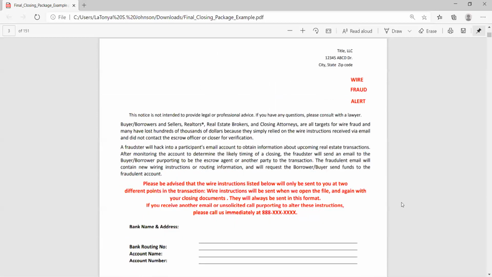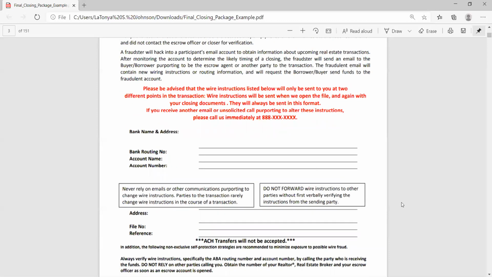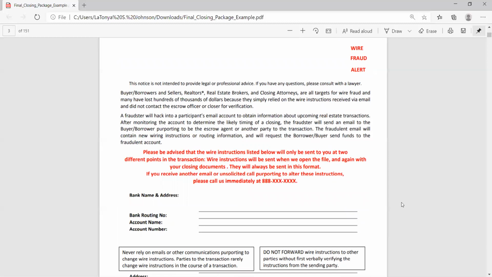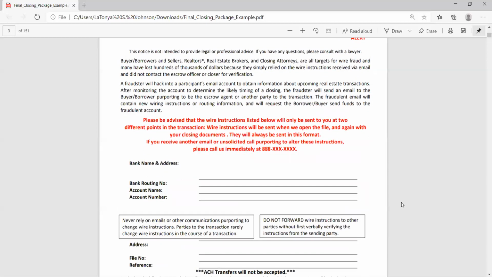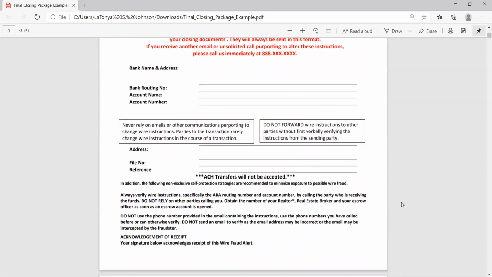Okay? So make sure that you read all of this. And this is regarding additional wiring instructions. They give a phone number, and I've X'd it out because this is for practice purposes only. So as you're going through this, I want you to be sure to read all of this information and make sure that you understand it. Okay?